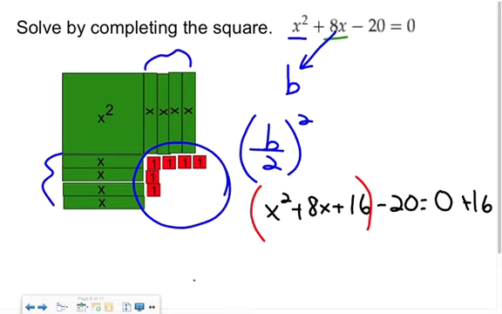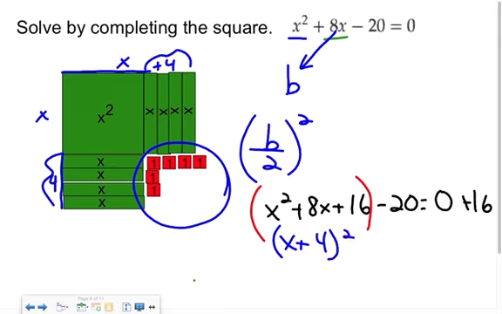And once again, look at the diagram on the screen. What I'd hope that you'd realize is that if I have this square complete, the area of it would be x plus 4 times x plus 4, well that's x plus 4 squared. And then minus 20 equals 16. And then I continue solving the equation.